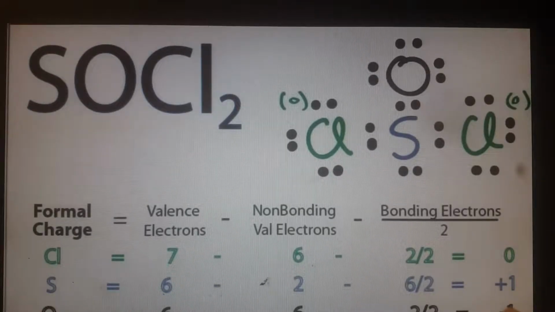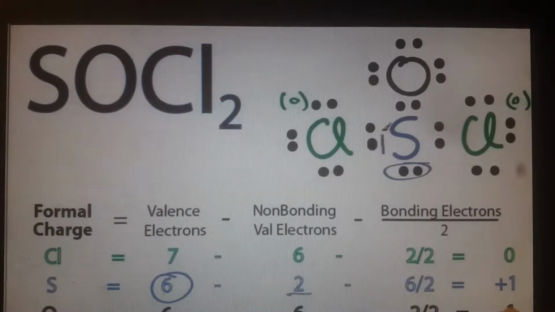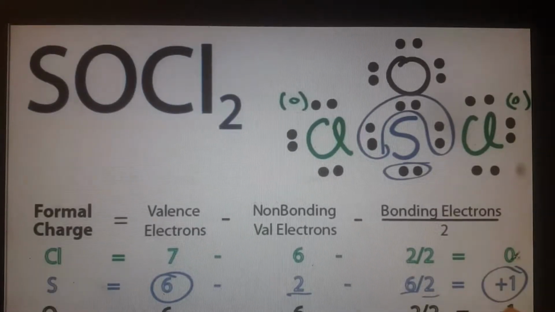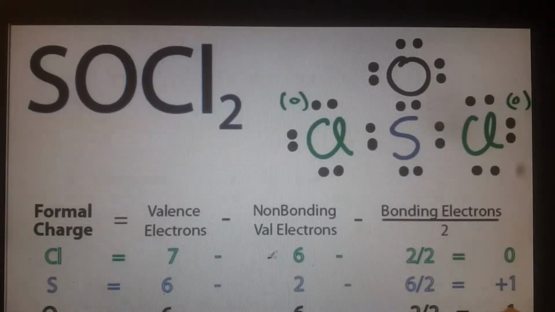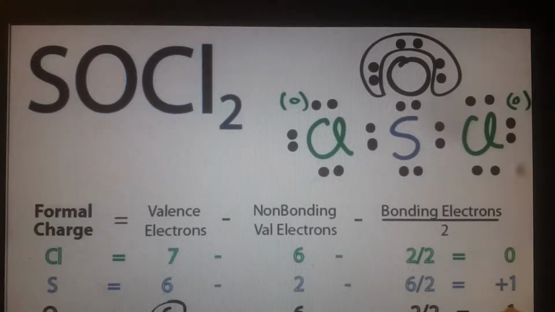For the sulfur, 6 on the periodic table, we have 2 non-bonding, and then we have a total of 6 involved in chemical bonds, and we'll divide that 6 by 2. 6 minus 2 minus 3 is plus 1. Finally, for the oxygen, in group 6, 6 valence electrons, we have 6 not involved in chemical bonds, 2 bonding, which we divide by 2. 6 minus 6 minus 1 is minus 1.